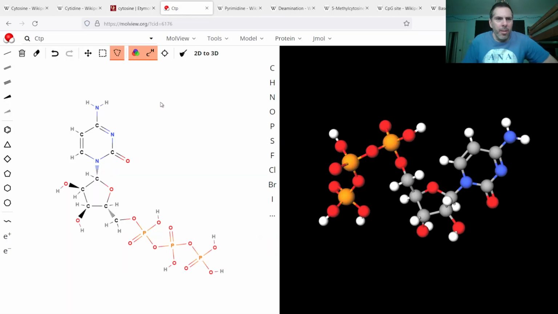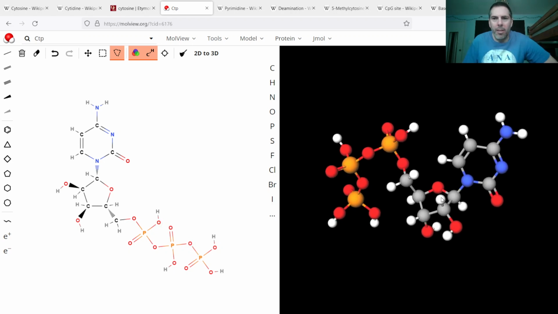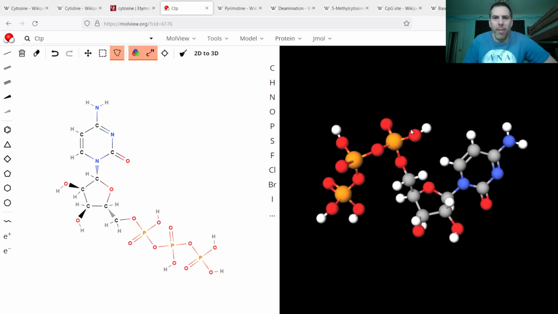So here's cytidine triphosphate. You can see the base here, the sugar here, and the triphosphate here. So this is the RNA nucleotide. Here's the 1' carbon, 2' carbon. So this is the oxygen that would be missing for deoxycytidine. 3' carbon, 4', 5'. So you can see the 5' carbon connected to the triphosphate.